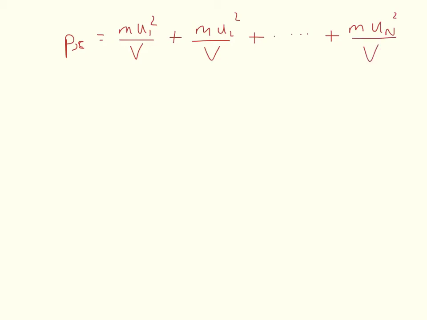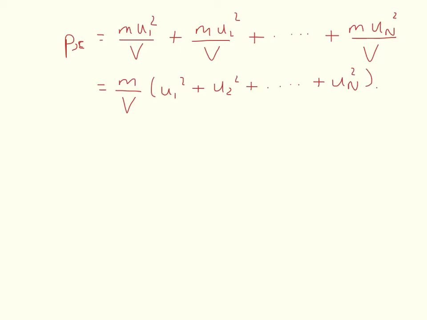We can now extend this idea to all the particles in the x direction. So we can work out the overall pressure in the x direction is going to be m u1 squared over v plus m u2 squared over v, and so on, all the way up to the nth particle, m un squared over v. So we can take the m and the v out at the front because that's in every single term. We then get u1 squared plus u2 squared plus, and so on, all the way up to un squared.